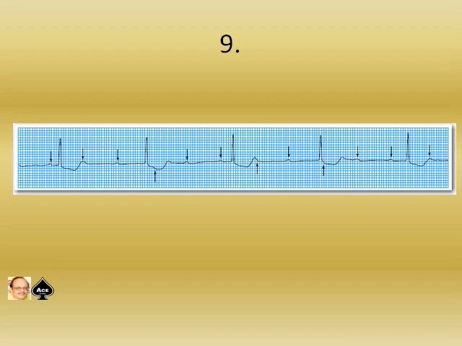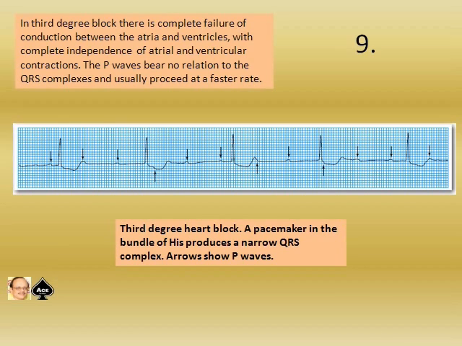What is this, 9? You are helped by arrow marks. That is third degree heart block. There is a complete failure of conduction between the atria and ventricles with complete independence of the atrial and ventricular contractions. The P waves bear no relation to the QRS and usually proceed at a faster rate. In third degree heart block, a pacemaker in the bundle of His produces a narrow QRS complex, and arrows show the P wave.